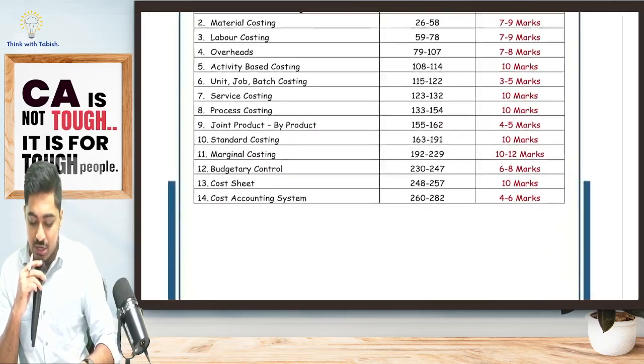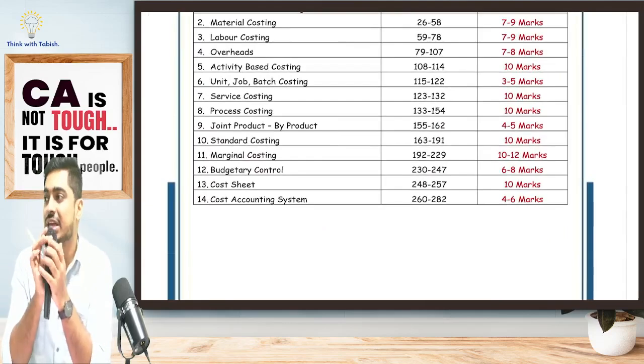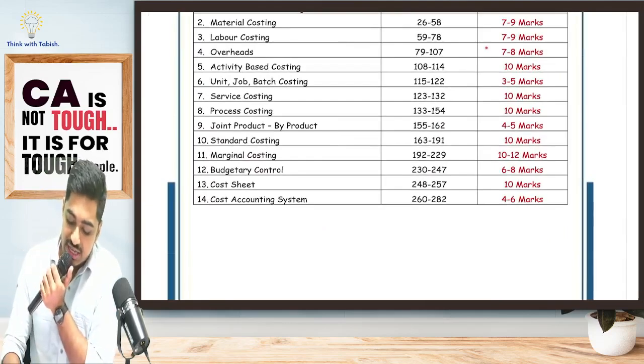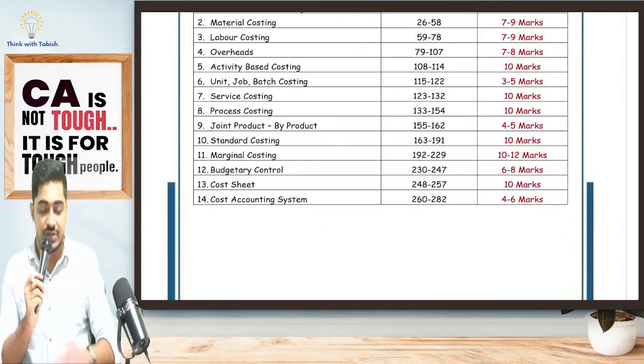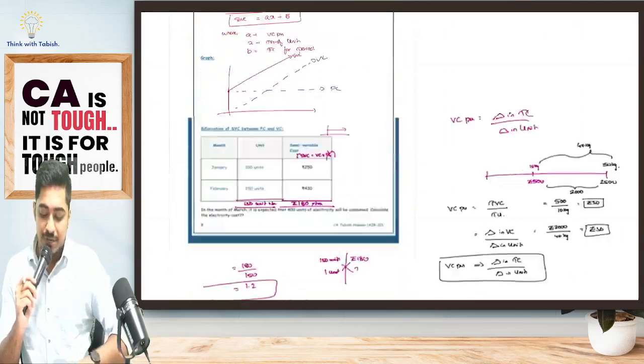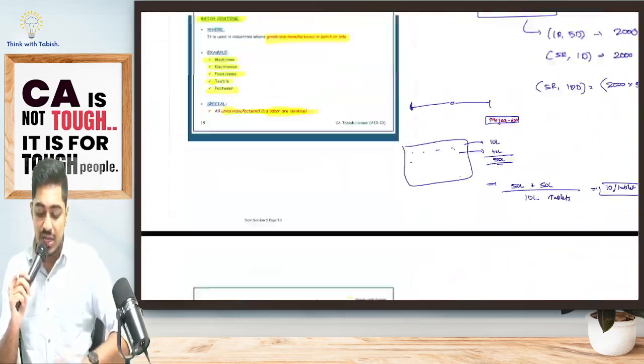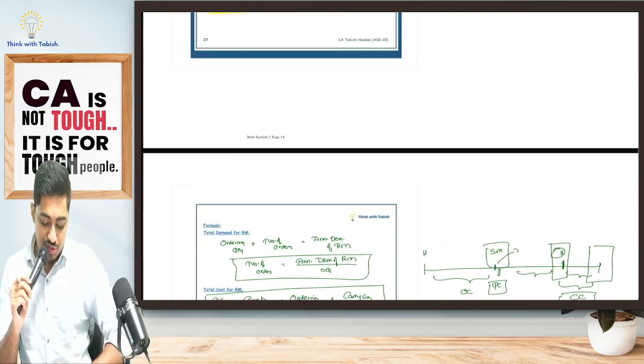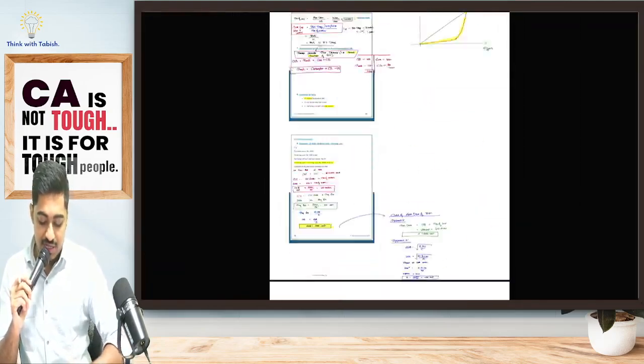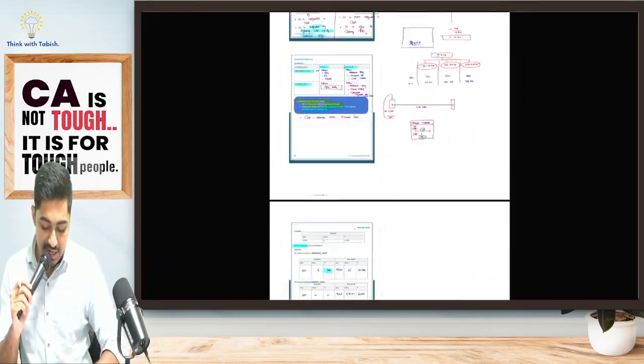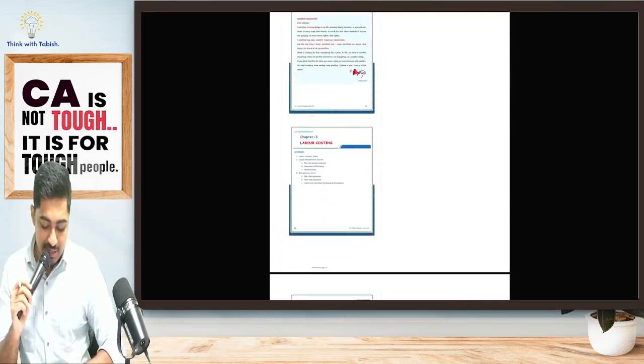So material costing you're having somewhere roughly 7 to 9 marks weightage. Labor costing again somewhere 7 to 8 marks weightage you are having. So beautiful chapter, comparatively smaller than material costing. So let's quickly start. Beautifully and properly let us try understanding and get some maja from this chapter.